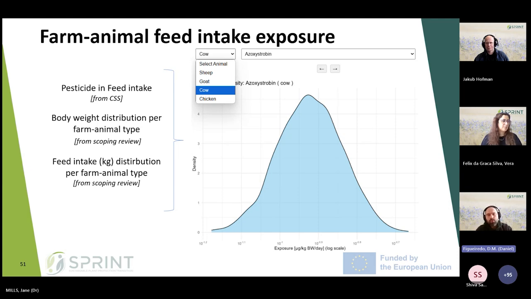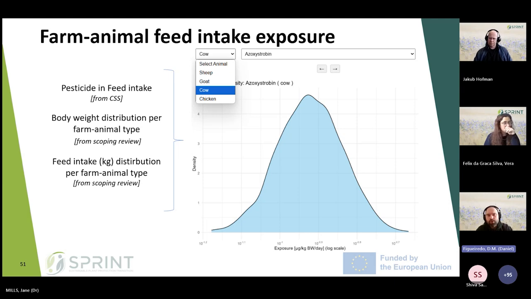Then we did a scoping review to get variability on body weight distribution per farm animal type. Initially, we had used the European Food Safety Authority average values for our assessment, and then we decided to try and see what would happen if we actually vary the body weight in our assessment. And we did the same with the feed intake. Instead of just taking an average feed intake, we did a scoping review to look at what would be the distribution of total feed intake per farm animal type. We did this for 4 different types of animals: sheep, goat, cow, and chicken.